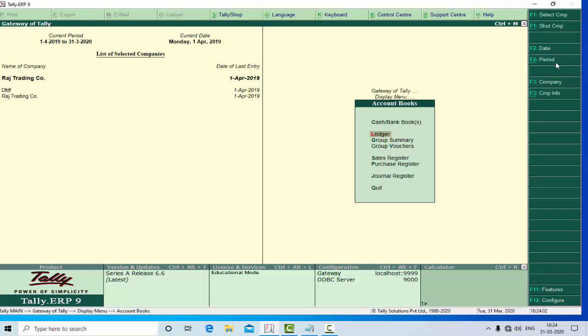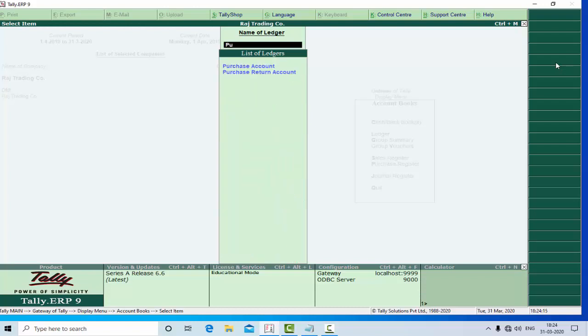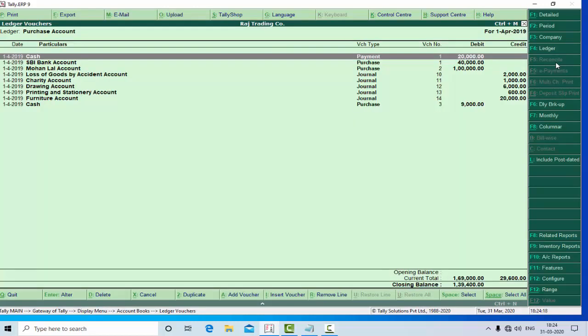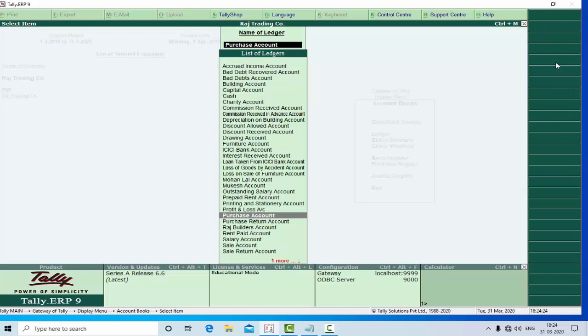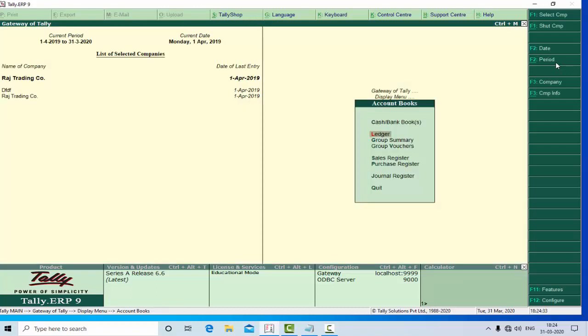And if you want to see other balances of accounts, ledger, go in ledger, all the accounts, sale account, purchase account, ICICI bank, or drawing account, building account. For example, I open the purchase account. So purchase account opened on your screen. So you can see the detail of all accounts. Other accounts which are not related with cash or bank, all accounts can be displayed here, and their entries can be also seen in this detail.